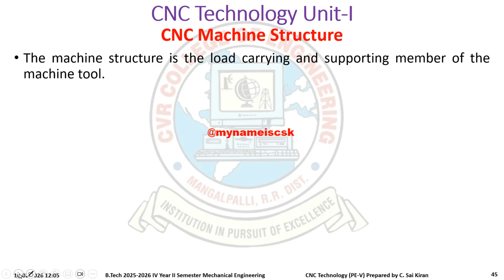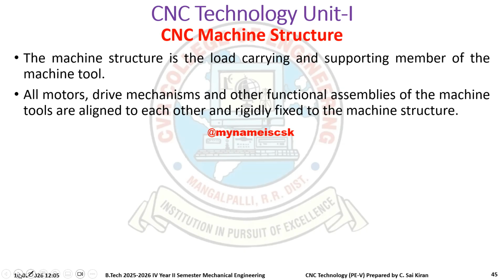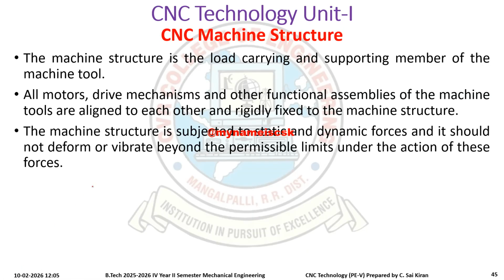Next, machine structure. The machine structure is used for load carrying capacity and supporting all the members of this CNC machine. All motors, drive mechanisms and their functional assemblies are aligned with each other and rigidly fixed to the machine structure. The machine structure is subjected to static and dynamic forces. It should not deform or vibrate, so even though we have static and dynamic forces, it should not deform or vibrate beyond the permissible limits of that structure.